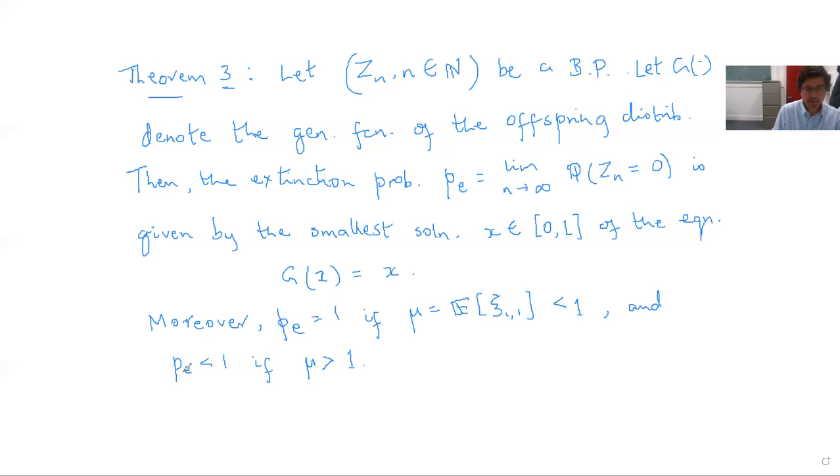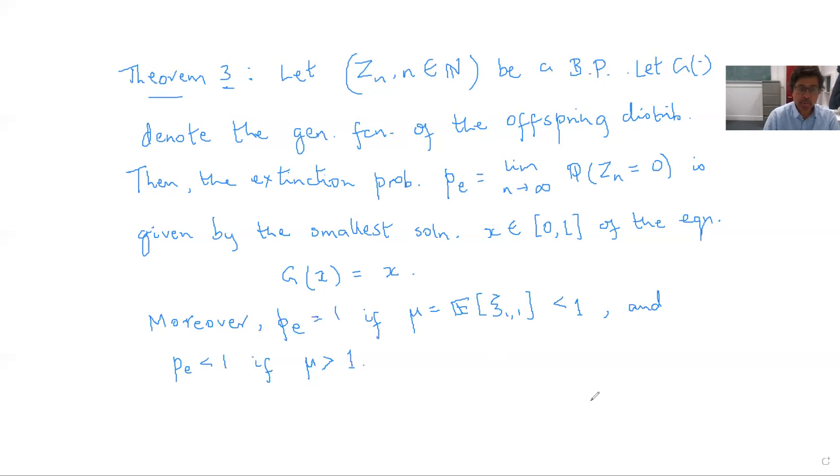It won't be 0. There'll still be a chance of becoming extinct. As long as it's possible to have 0 children, there's a possibility that the very first individual has 0 children, and so you become extinct. But there will be some positive probability, 1 minus PE, that the process survives forever, that it never goes extinct. Okay, and PE is given by the solution of this equation. So this is the statement of the theorem.